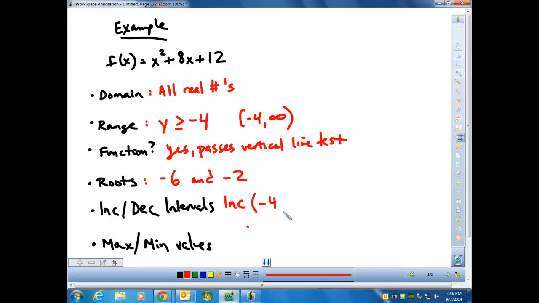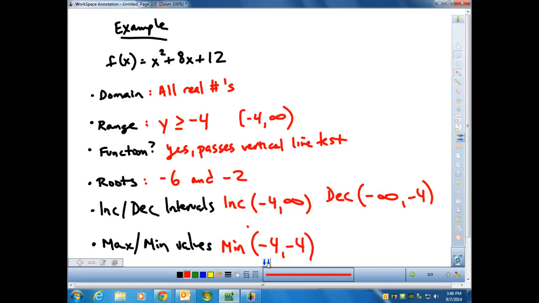This is going to increase from negative 4 to infinity, and it's going to decrease from negative infinity to negative 4. Again, a picture of the graph would help with that. And so that means that this has got a minimum at negative 4 comma 4. I'm sorry, negative 4 and negative 4. And no maximums to this one.